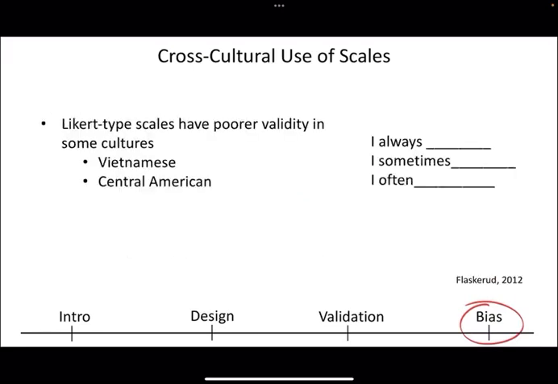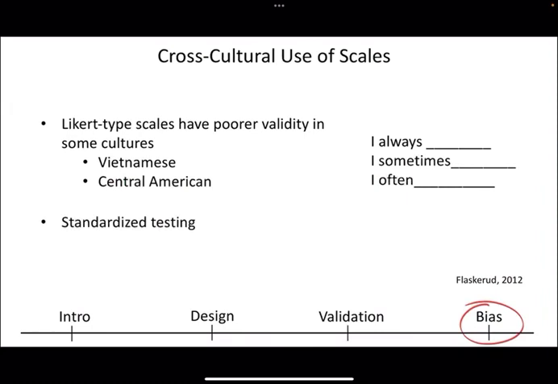Something you have to consider is that certain types of scales have less understanding and less cultural meaningfulness in certain locations. For example, the Likert scale has poor validity in certain cultures, where the subtle differences between always, sometimes, and often might not necessarily have the same meaning in certain countries. And all of a sudden it might be better to represent those with numbers or with some other phrase that is more culturally appropriate.